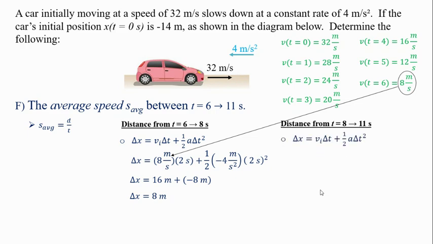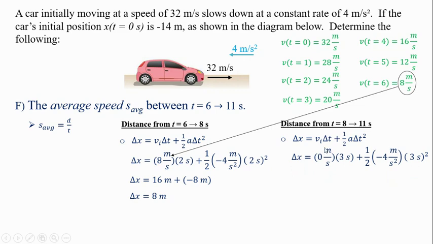So I need to go from 8 to 11. So I can use the same function, but now my bounds are different. The values I'm going to be using are different. I need to plug in Vi as 0 because if I start at 8 seconds, my velocity is now 0. So the final velocity now becomes your initial velocity.